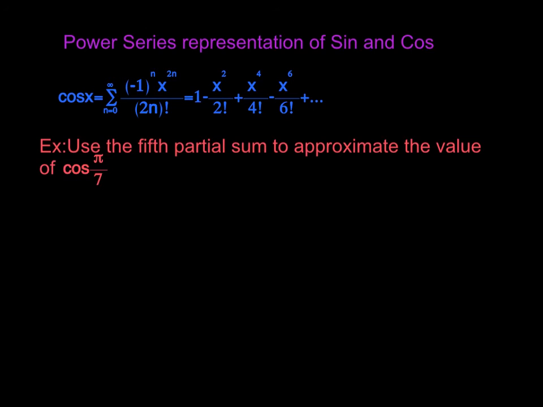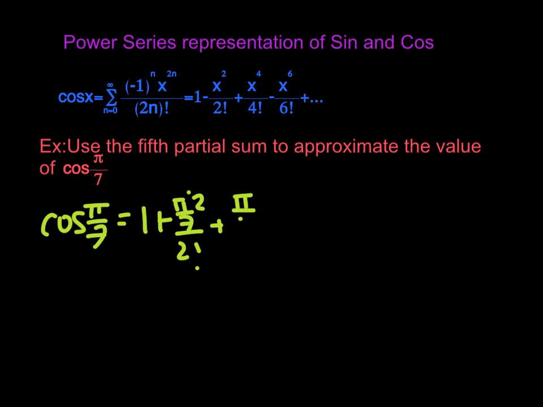And so we're basically just going to plug it in. I want to use the fifth partial sum to approximate the value of cosine of pi over 7. So my cosine of pi over 7 is going to be equal to 1 plus, okay, so then we're putting in pi over 7 squared over 2 factorial plus pi over 7 to the fourth over 4 factorial plus pi over 7 to the sixth over 6 factorial.